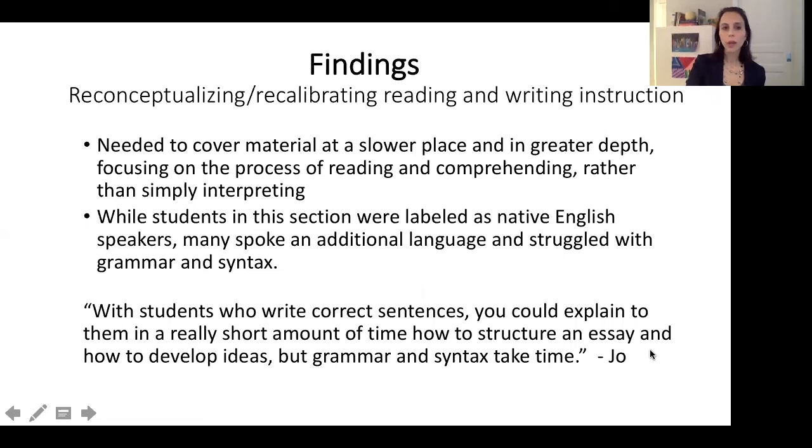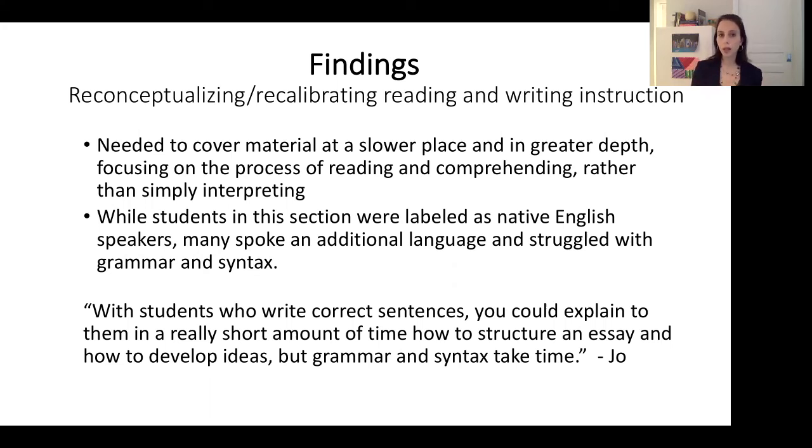So just to talk a bit about the findings here, what we found after our interviews throughout the semester. Faculty really talked about this idea of reconceptualizing or recalibrating their reading and writing instruction in this co-requisite class. A big factor that came up was this question of time. So although in a co-requisite model where you have combined developmental English with English composition, you have more time to cover the material, there still needed to be more time to really get through everything in a meaningful way. Faculty felt they had to really slow their pace down in order to address students' issues or questions related to reading and comprehension, rather than just jumping right to analysis.